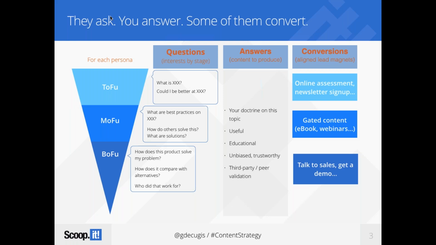But pretty much what we covered last time was to do this. You now have a content plan. You have your personas. You have their questions. You have your answers. They ask, you answer, and some of them convert. So that's the high-level part on how to map your content like this.